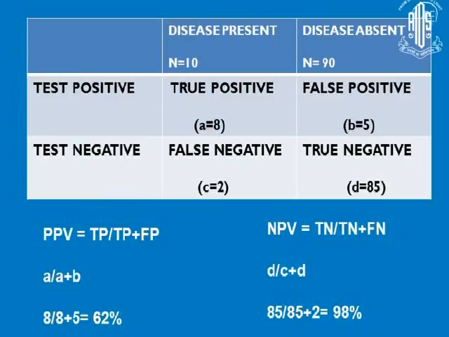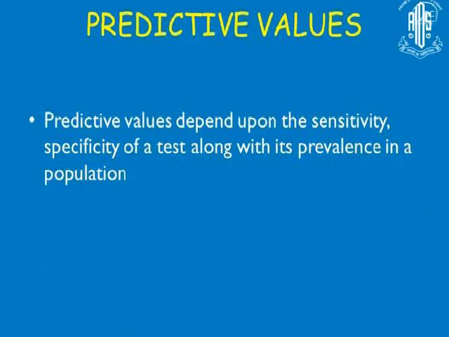Now we move on to positive predictive value. The positive predictive value is only 62% for this case, which is true positives upon those in whom the disease is identified to be positive. That means out of those people who have been identified, there's a 62% probability that the person has the disease in question. And the negative predictive value will be 98%. So predictive values depend upon the sensitivity and specificity along with the prevalence of the disease in the population.